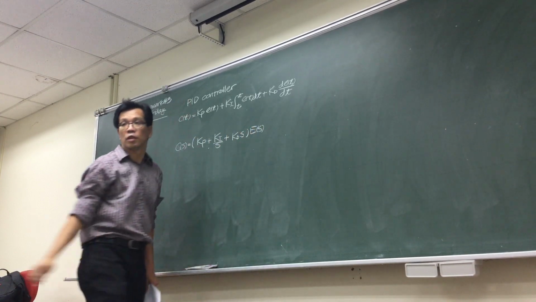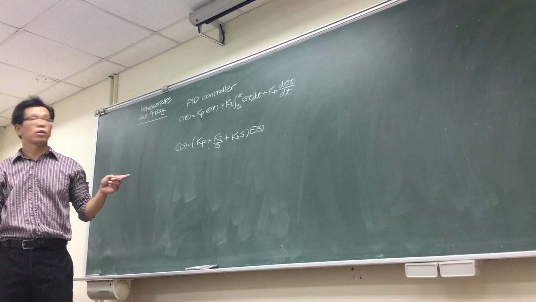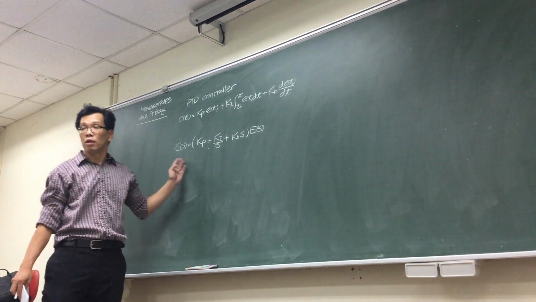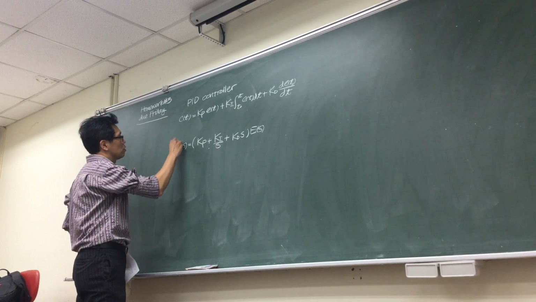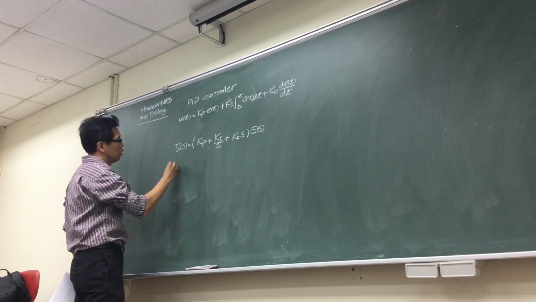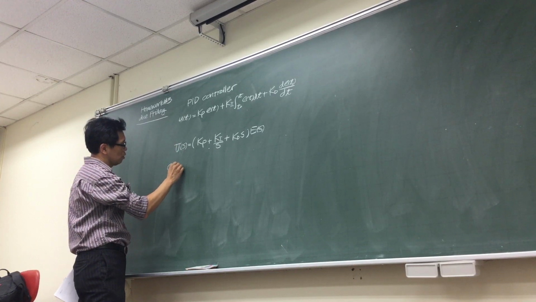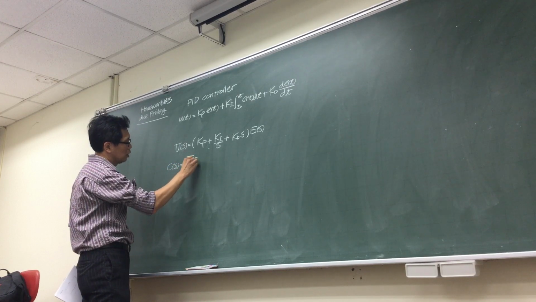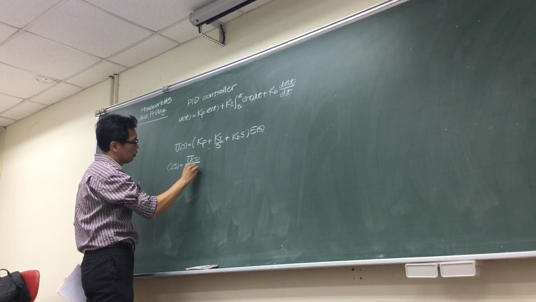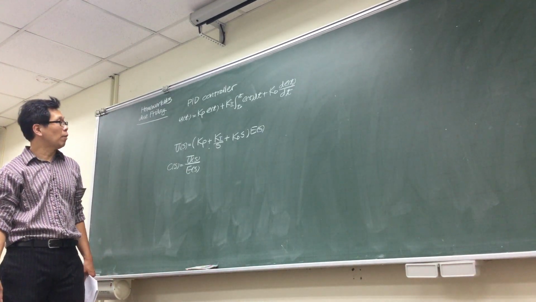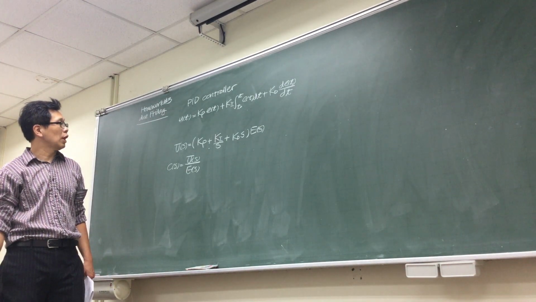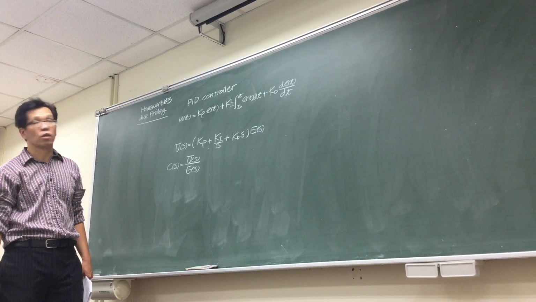So in short, D(s) is going to be my input, and C(s) is going to be my output. C(s) is going to be U(s) over E(s). This is something we talked about last time, and we have come up with the conclusion what the Kp and Ki are going to look like.